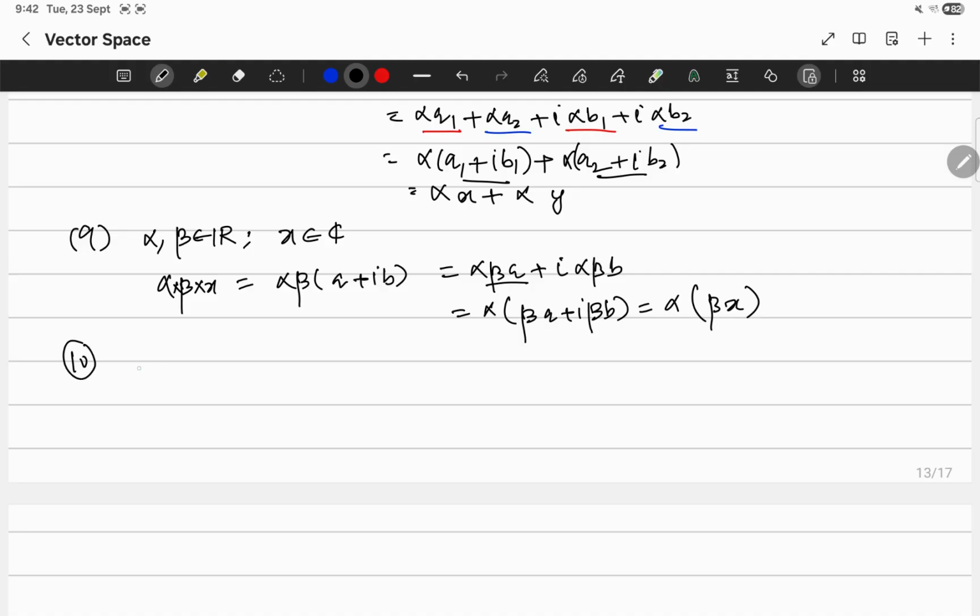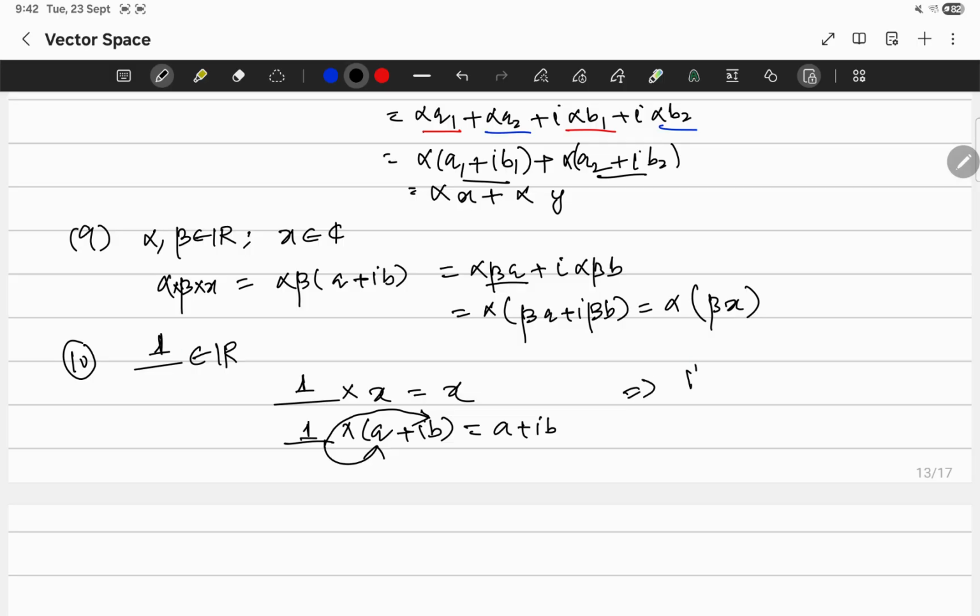And the 10th property, is there some real number from R such that if you multiply it with a complex number, you will get the same complex number? So this should be the real number which you multiply with A plus iota B such that you get A plus iota B. It will get multiplied with A first, then with iota B. So what is that number? 1. So 1 is a real number, so the unit is here 1.